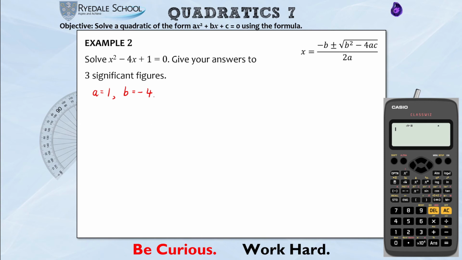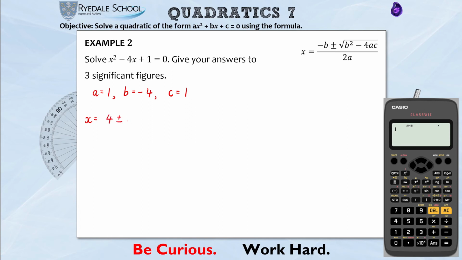And I have C equaling +1, so C is 1. So let's go through the same process and substitute into my formula. I need to start with -b. Well, if b is -4, then -b is again the opposite sign of that. So -b now ends up being +4.